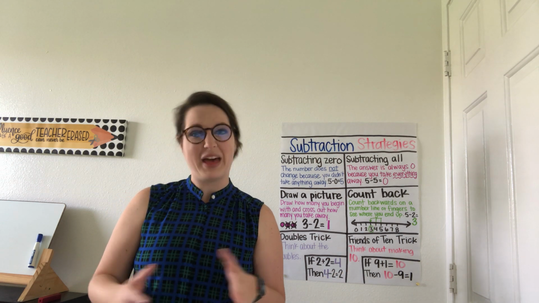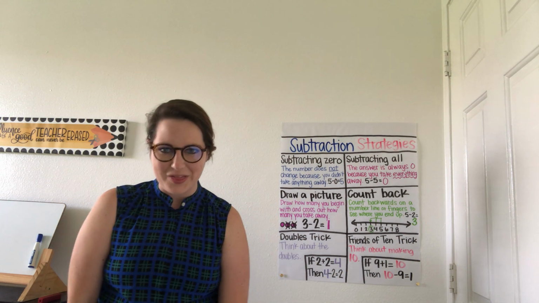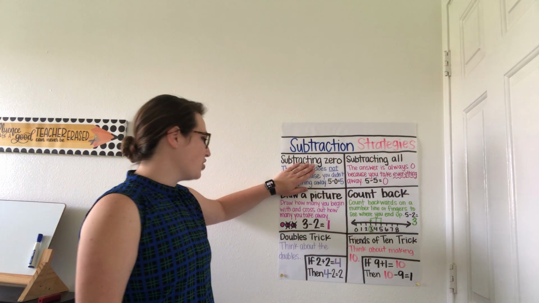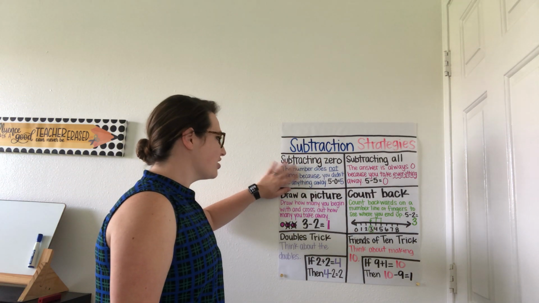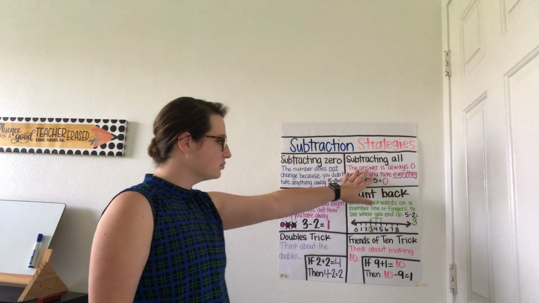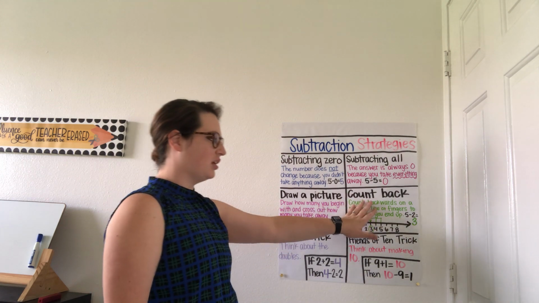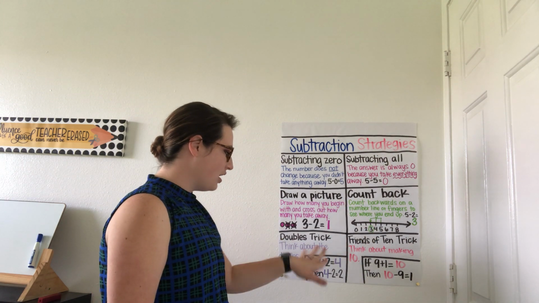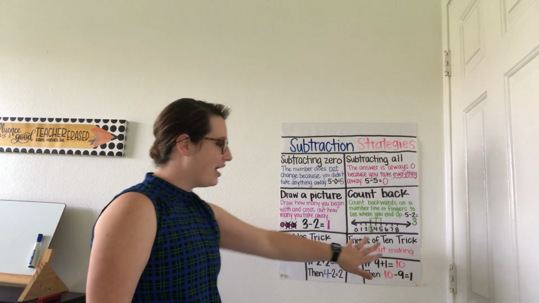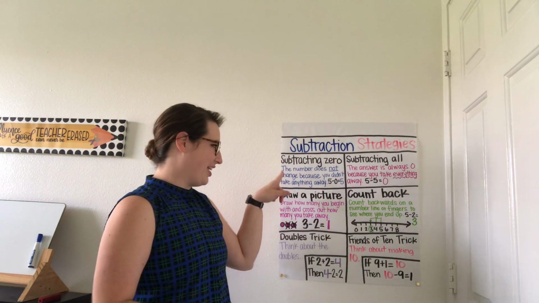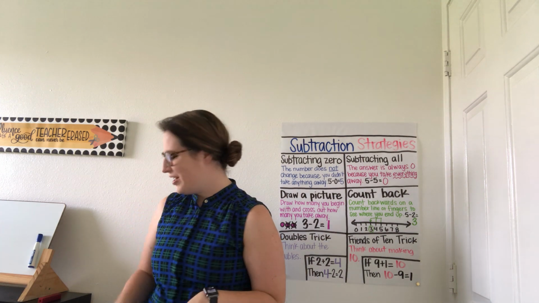Okay, so first let's go over all of the strategies. I'm going to go over them kind of fast, and then I will go through and explain each and every one of them in depth. Your subtraction strategies we have learned this year are subtracting 0, subtracting all, drawing a picture, counting backwards, a doubles trick, and friends of 10 trick. Okay, so starting with right here, subtracting 0.